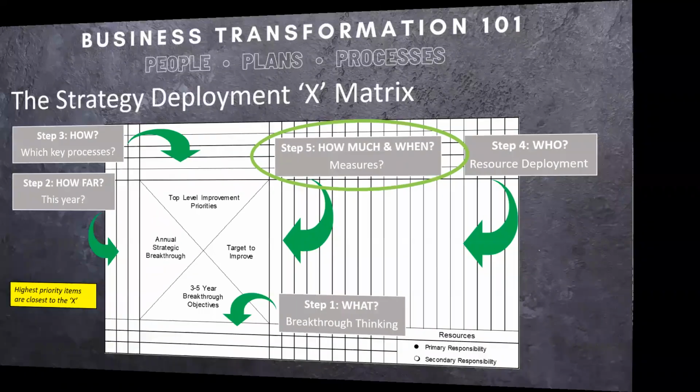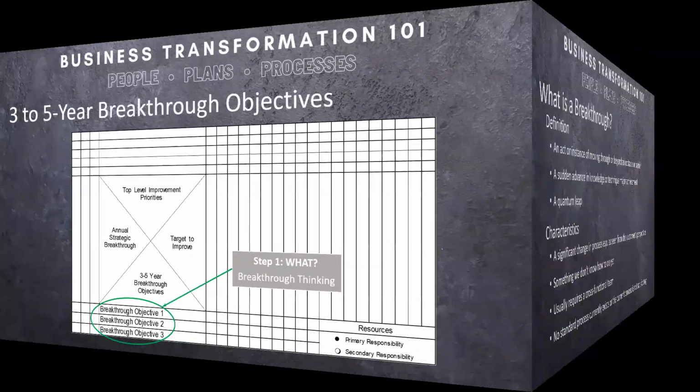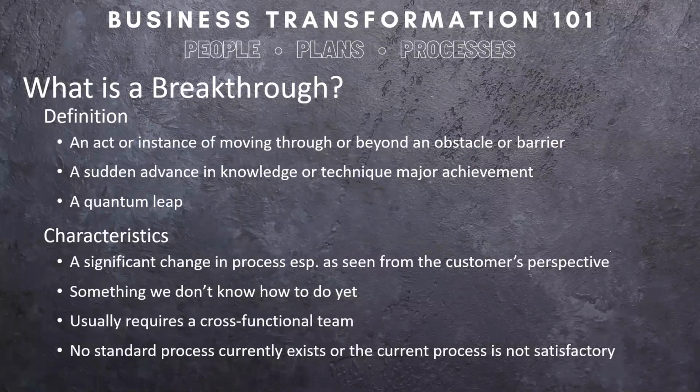Let's discuss each of the 5 SD steps in a little more detail, starting with step 1, which details the 3-year breakthrough objectives. A breakthrough is the act of moving beyond a major barrier or a significant advance in knowledge. It could also be described as a quantum leap. Typically, it involves something the organization does not currently know how to do and would require a cross-functional team to achieve.